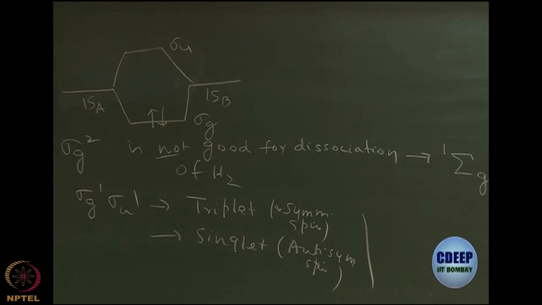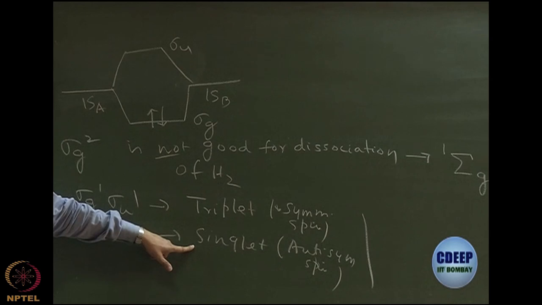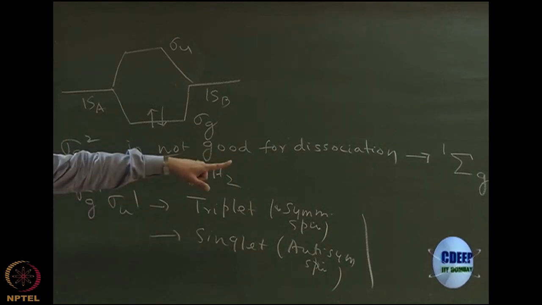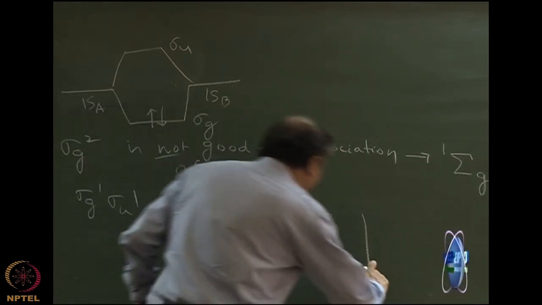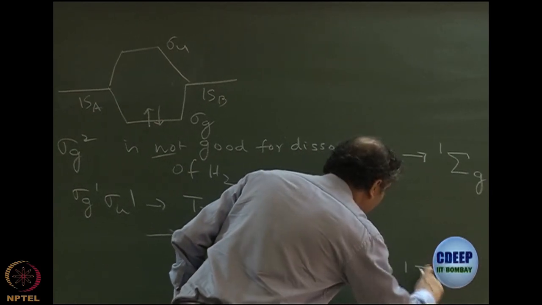On the other hand, if I make 1 G and 1 U, I can get a singlet, but this is no longer a G state, correct? So, this state is a singlet sigma U state.